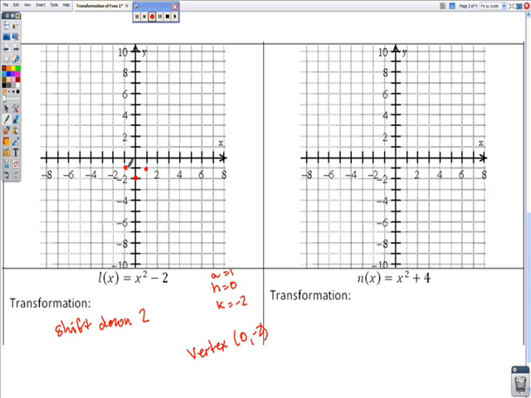The change in x is 2. The change in y is 2 squared. 1, 2, 3, 4. Mirror image on the other side. And then we can graph that. And there you have it.